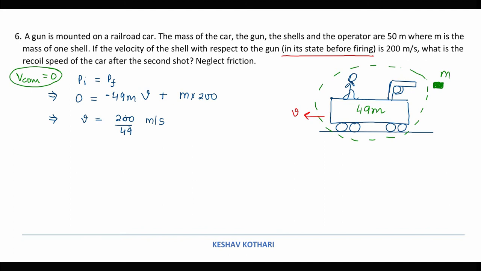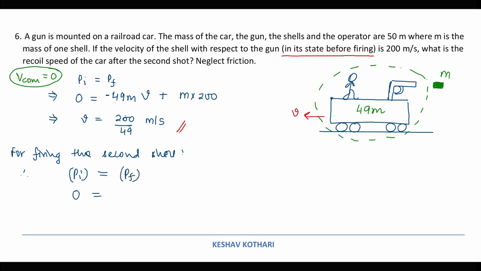Now let us discuss the second part. When another shell is fired, the velocity of the car with respect to the platform is already 200 by 49 meter per second, moving in the backward direction. Now if I apply the same aspect, the initial velocity of the shell with respect to the railroad car is going to be 0. For firing the second shell, I am considering that with respect to the shell, the initial velocity of the gun is equal to 0, and hence I am putting it as 0.